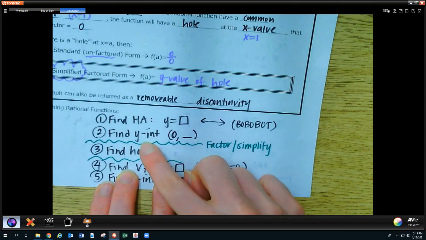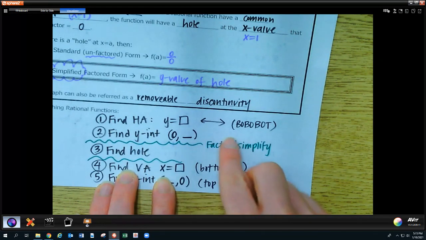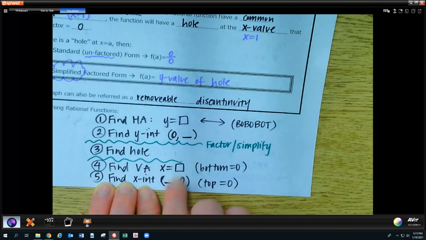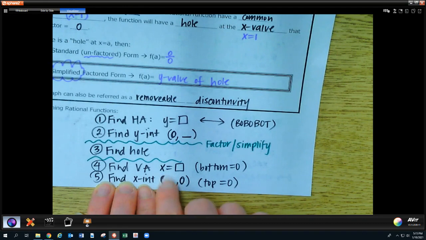Okay, so in summary, find your y-intercept things first, factor and simplify. Whatever you cross off, set it equal to 0 to find the hole. And then working with the simplified form, you can do steps 4 and 5.